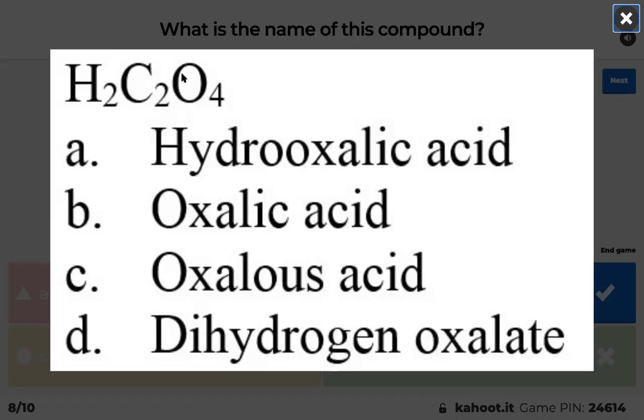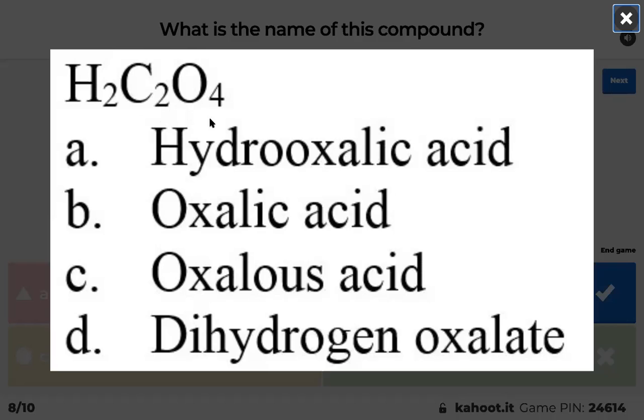Are there only 2 elements in this formula? No, there's 3. There's hydrogen and then carbon and oxygen. So it can't be hydro-oxalic because it's not just hydrogen and one other element, okay? So then between B and C, this is where you need to look at the name of your polyatomic ion. If it's oxalic acid, then it's going to be oxalate. If it's oxalous acid, it would be oxalite.